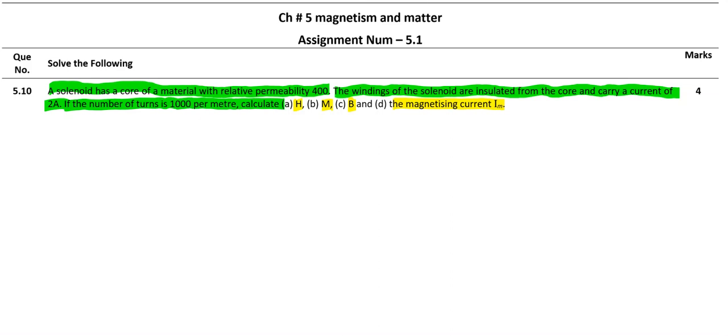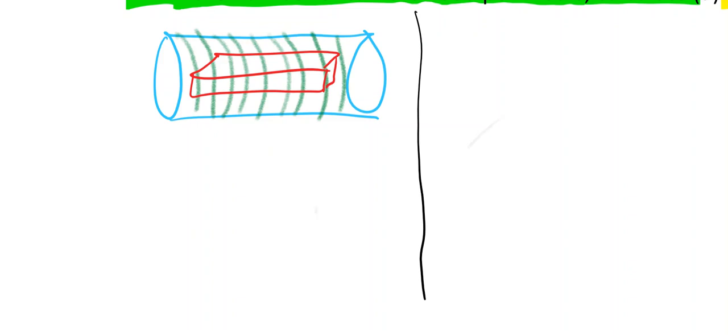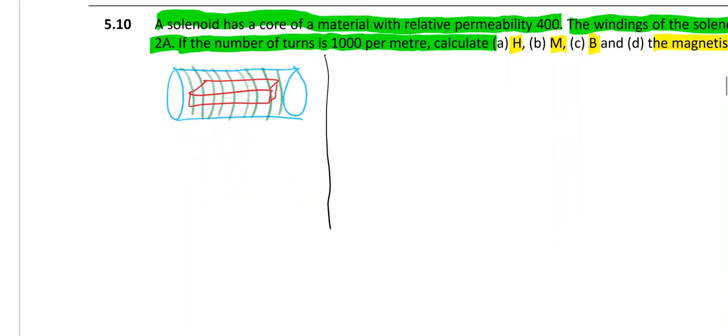The situation is, we have a solenoid, and to study magnetic property of some material, the material is placed inside the solenoid, and then current is allowed to pass through it. So suppose this is the material which is to be studied, and to study its magnetic property you allow current to pass through the winding of solenoid. And for this situation we are told that relative permeability, that is mu r, is 400.